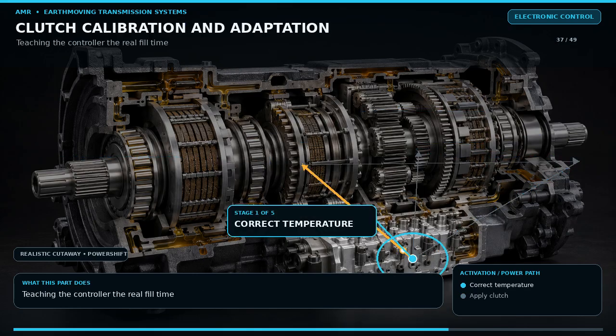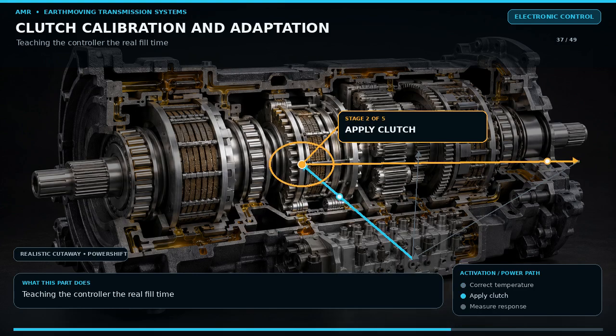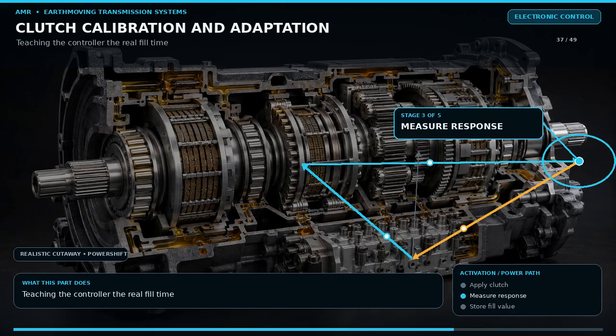Clutch fill volume changes as plates wear, seals age, oil viscosity changes, or a valve is replaced. Calibration teaches the controller how much current and time each clutch needs to reach the start of torque transfer. During the procedure, the machine must meet specified oil temperature, engine speed, brake, gear, and location conditions. The controller applies clutches in a controlled sequence and watches speed response. It stores fill or pressure correction values.